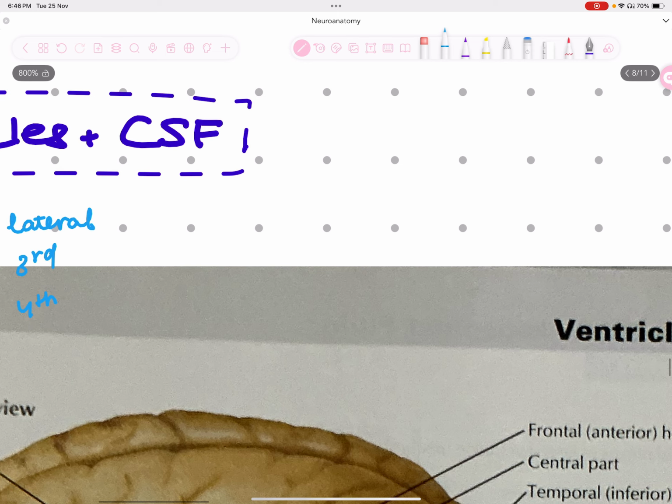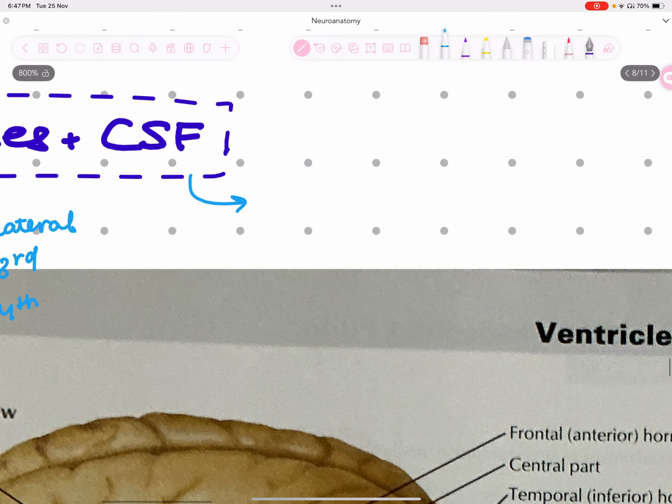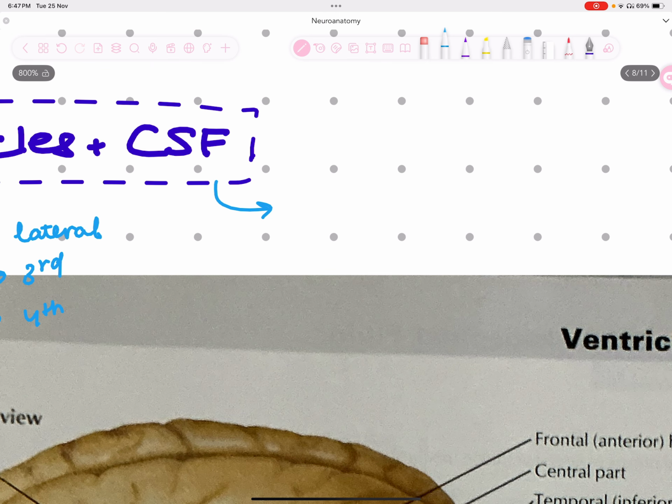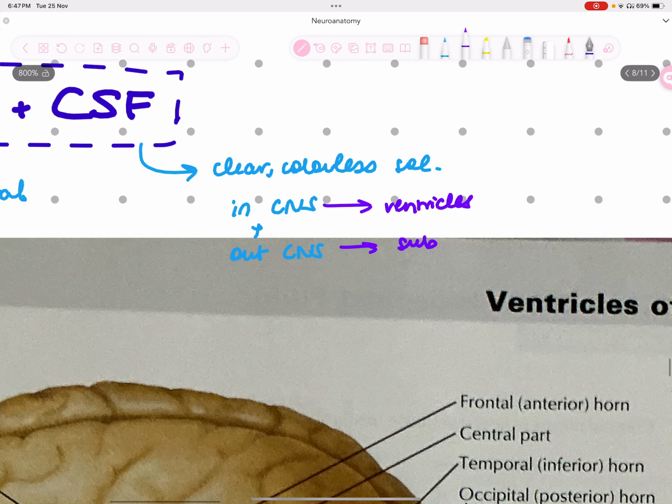And what about cerebrospinal fluid? Cerebrospinal fluid is basically a clear, colorless solution which is found not only inside the central nervous system but also outside the central nervous system. So in the central nervous system, you will find it in ventricles. And outside the central nervous system, you're going to find it in the subarachnoid space.